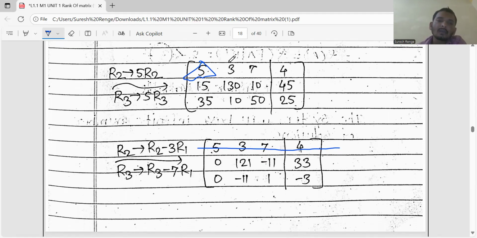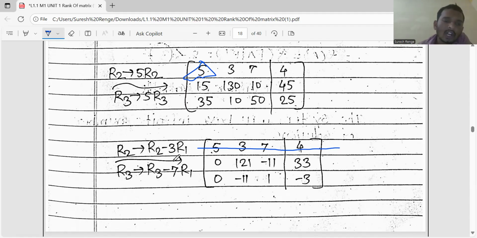What is the operation in R2? 15 minus 15 is equal to 0. 130 minus 3 times 3, that is 9, gives 121. Then 10 minus 7 times 3, that is 21, gives minus 11. Minus 3 times 4 is 12, and 45 minus 12 is equal to 33.